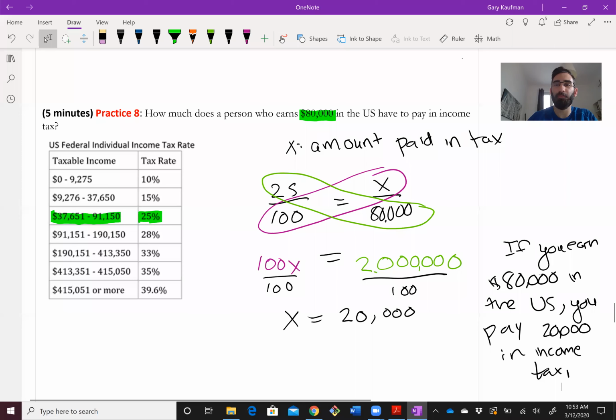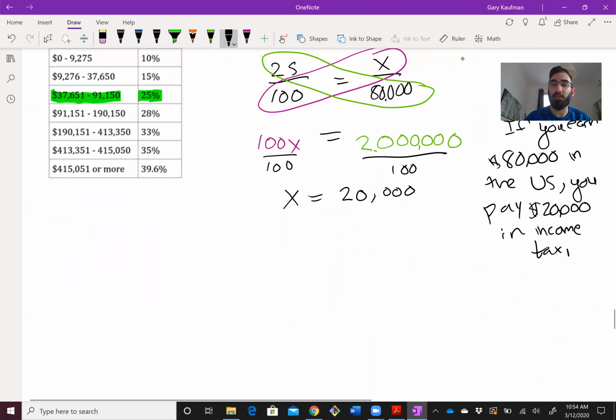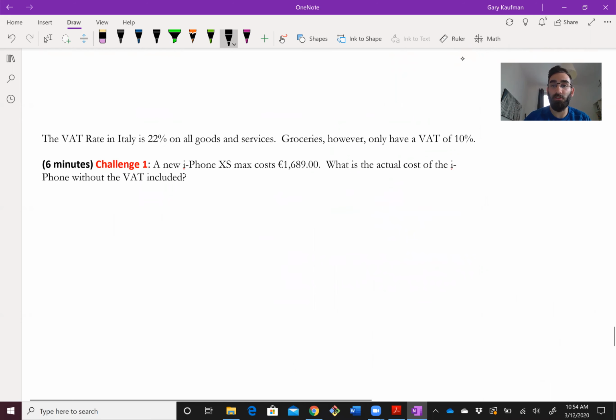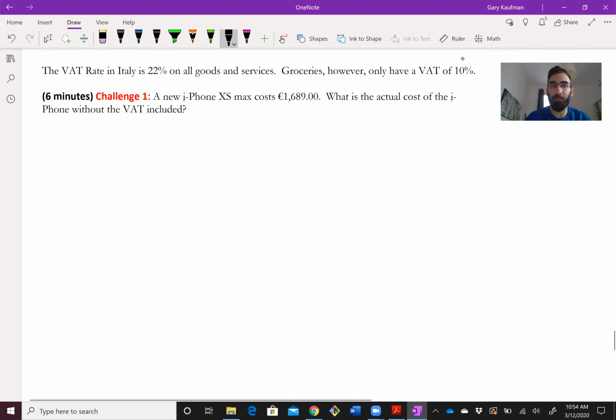Go ahead. Okay, so here's the answer to practice 8. You end up paying $20,000 in income tax. All right. Now, 9 and 10 are another application question that's going to be a little different, so make sure you listen carefully. They're challenge ones, but I think you can do it. And I'm going to, through the PlayPosit, help you walk through it.